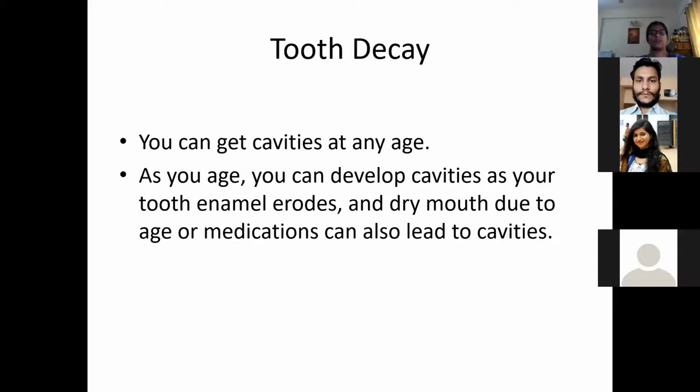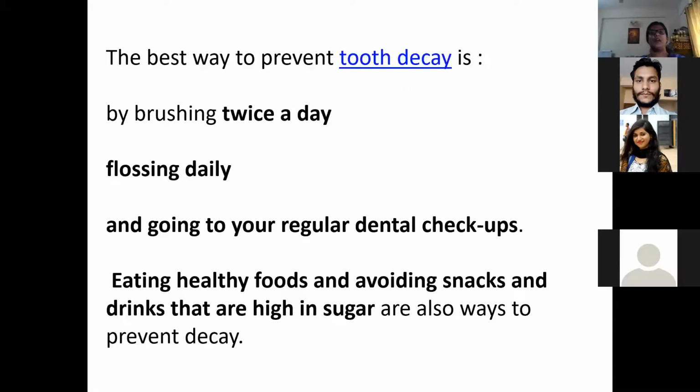All these can lead to tooth decay, and you can see how the structure of the tooth is affected. You can prevent this kind of tooth decay by brushing twice a day, flossing daily, going for regular dental checkups, eating healthy food, and avoiding snacks and drinks which are high in sugar.